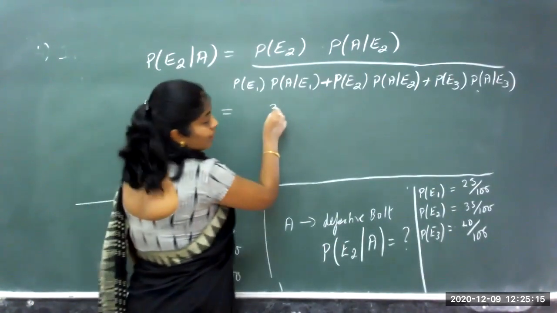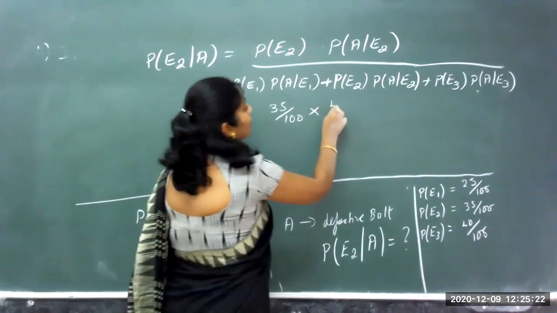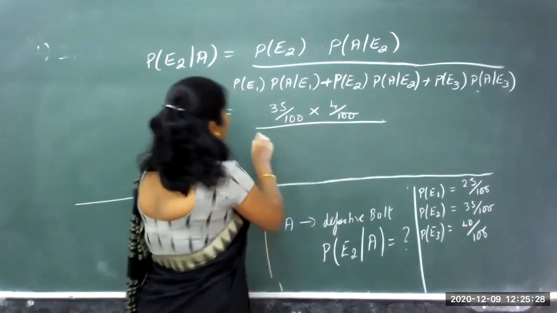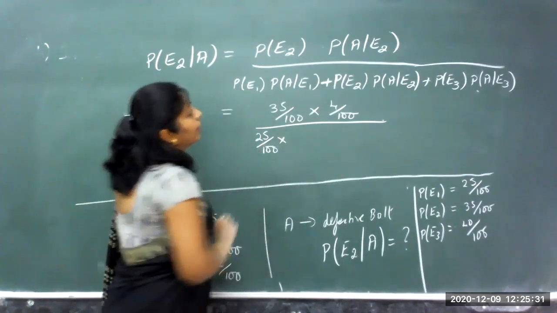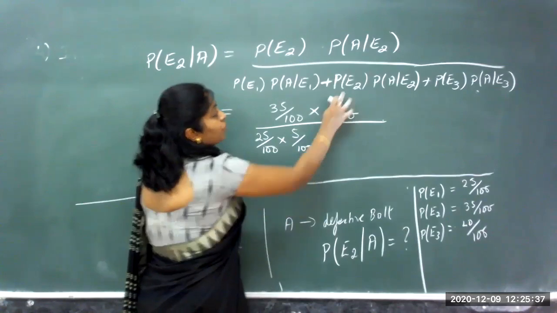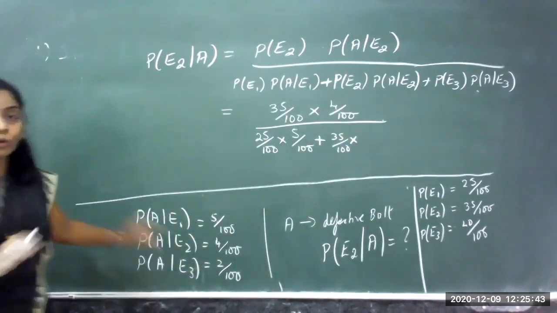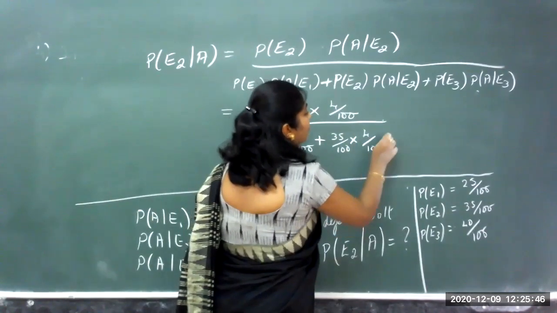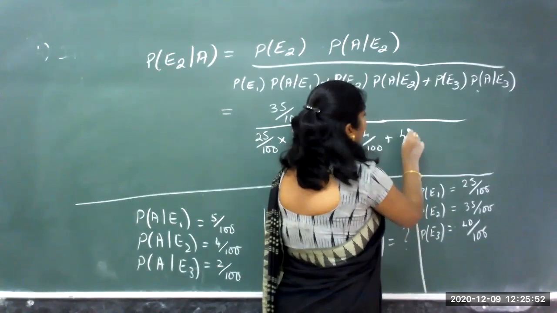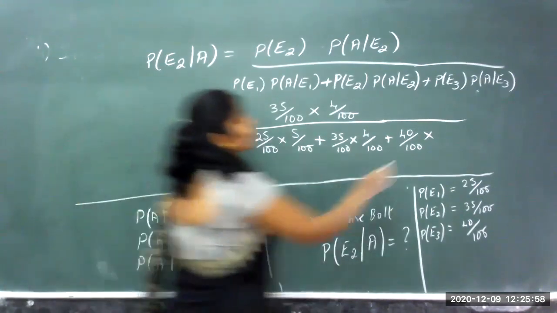E2 is 35/100. Choosing the defective bolt from machine 2 is 4/100. Divide by: probability of E1 is 25/100 into probability of choosing a defective bolt from E1, which is 5 by 100, plus probability of E2, 35 by 100, into probability of choosing a defective bolt from E2, which is 4 by 100. Then E3, the next one: probability of E3 is 40 by 100, and the probability of a defective bolt from E3 is 2 by 100.